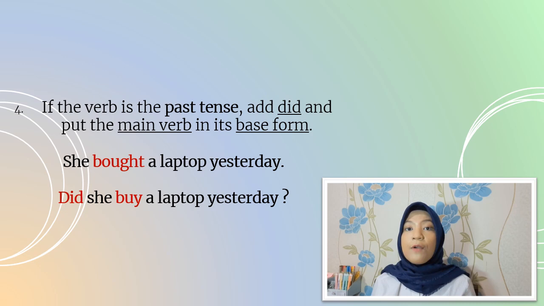We use did because our main verb is in the past tense. We can use did for both singular and plural subjects. Our subject is she. She is singular. We use buy because the base form of bought is buy.